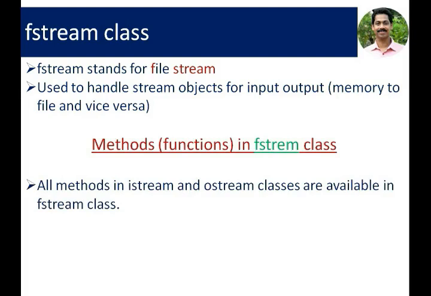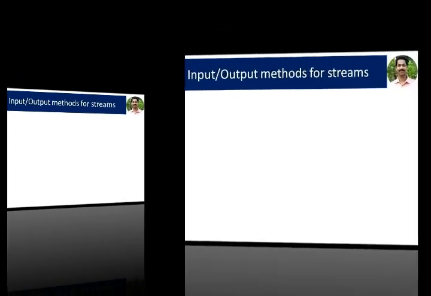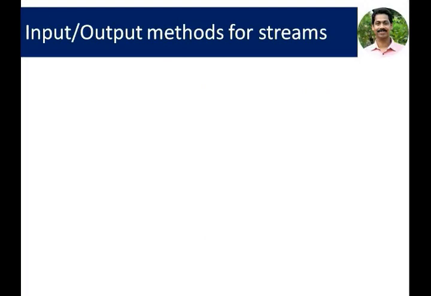All methods in the IStream and OStream classes are available in the FStream class, because the IStream class is exclusively for input purpose, the OStream class is exclusively for output purpose, and FStream is used for input and output. So all these functions, actually it is an inheritance. OFStream and IFStream class functions can be used in the FStream class. Then we are going into detail on these methods, input and output methods.